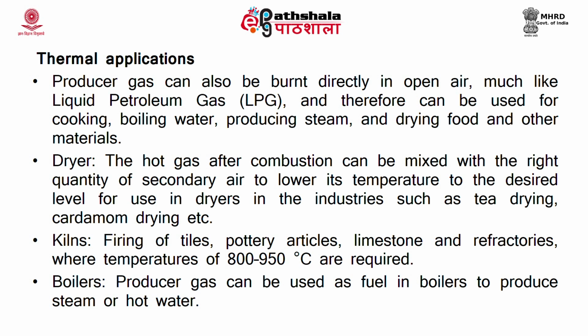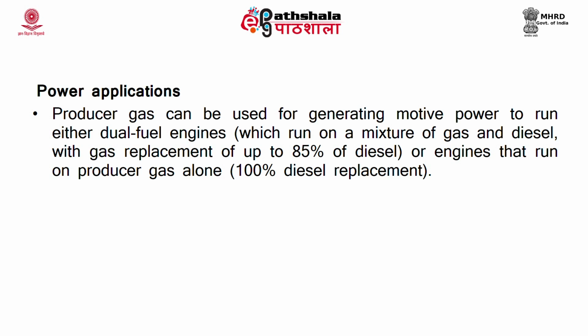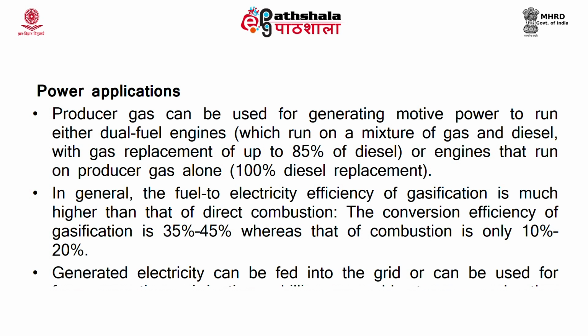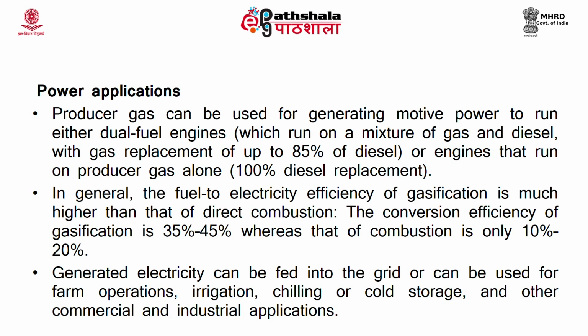Boilers: producer gas can be used as fuel in boilers to produce steam or hot water. The same can be used for the power applications. It can be used for generating motive power to run either dual fuel engines, that is the engine which runs on a mixture of gas and diesel with gas replacement of up to 85% of diesel, or engines that run on producer gas alone. Fuel to electricity efficiency of gasification is much higher than that of direct combustion. So, the conversion efficiency of gasification is 35 to 45%, whereas combustion is only 10 to 20%. So, the generated electricity can be fed into the grid or can be used for farm operations, irrigation, chilling or cold storage and other commercial and industrial applications.